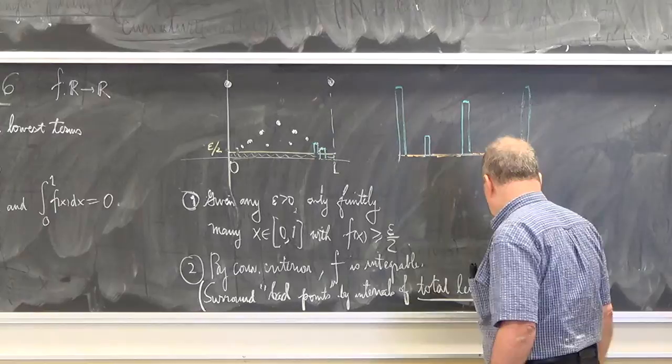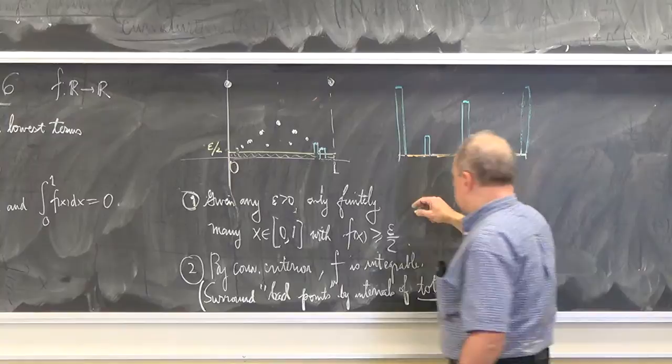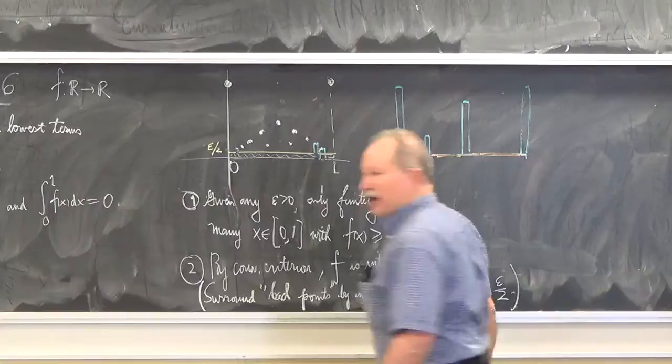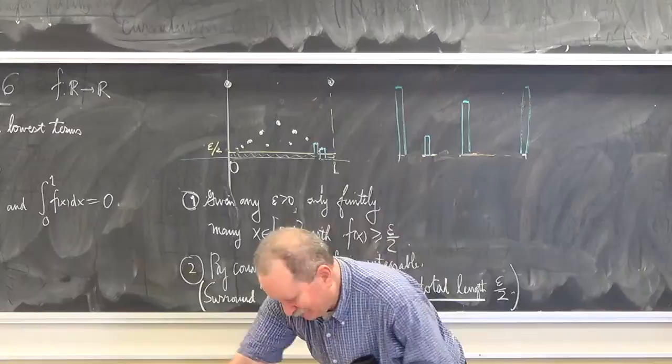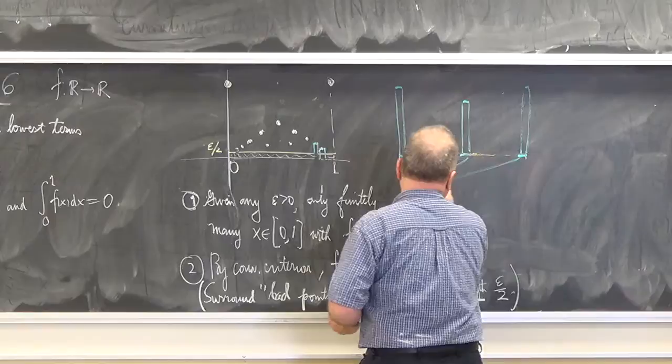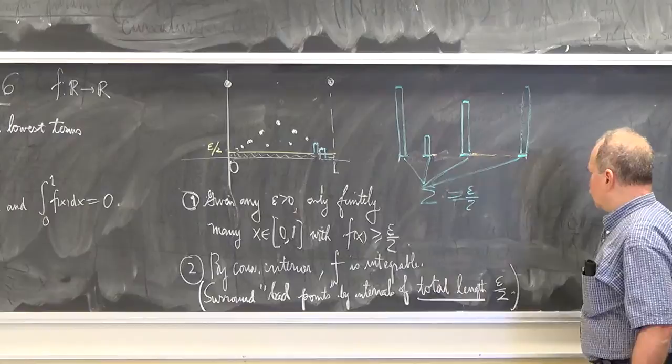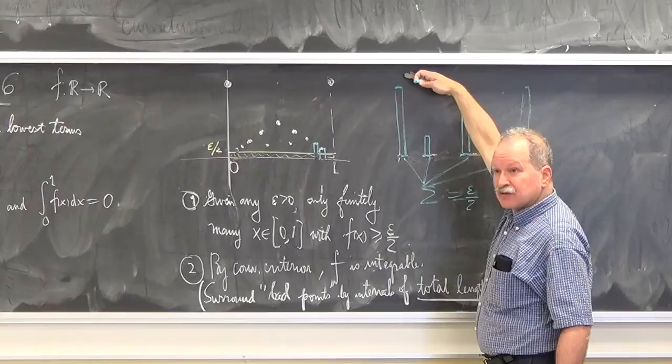I'm sorry. I talked through that stuff, but I didn't write it down. Yeah. That's right. Okay. You're right. I screwed it up. Erase. Right. These lengths add up to epsilon. The sum of all these lengths is epsilon over 2. The heights are at most 1. Okay. So the upper sum contribution from those is at most epsilon over 2.